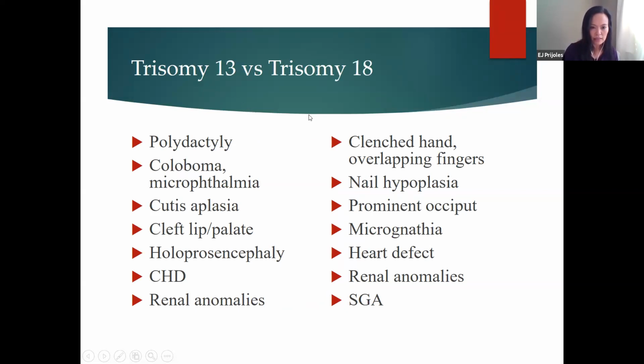And just again, the list I have here to kind of differentiate some of the characteristic features of trisomy 13 versus trisomy 18. So again, 13 being some of your midline defects, colobomas, cutis aplasia in the scalp, and then with trisomy 18, as you saw in the pictures, the clenched hand or the clenched fist, the prominent occiput, and the micrognathia, and they tend to be small for gestational age.